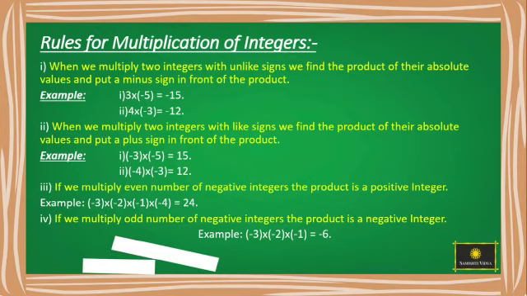If we multiply even number of negative integers, the product is a positive integer. For example, minus 3 into minus 2 into minus 1 into minus 4. Here number of integers are 4, right? So 4 is an even number. So product will be positive integer. Minus 3 into minus 2 into minus 1 into minus 4 equal to 24.